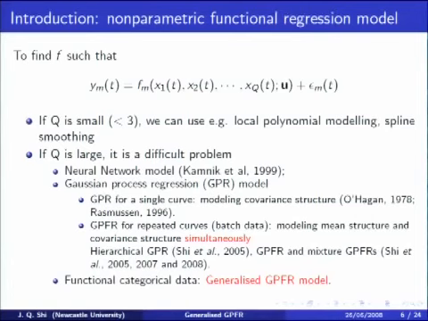I think the neural network model might at the moment be the most popular model used in engineering. And we think a Gaussian process regression model is an alternative way. Basically, the neural network model is a local approximation model, and the Gaussian process regression model is a global approximation model. At least in some circumstances, the Gaussian process regression model is better than the neural network model. Today I will discuss the generalized GPFR model, which is for functional categorical data.